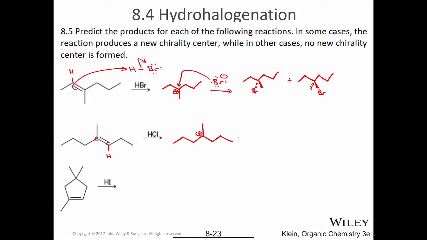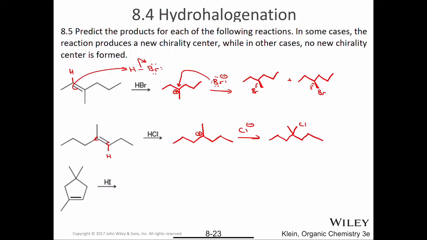And in this case, when the chloride attacks, it doesn't matter which face of the molecule it attacks. I end up with an achiral compound. So I'm going to end up with this alkyl chloride, which is achiral. So I only get one product in this case. Let's take a look at the last one.